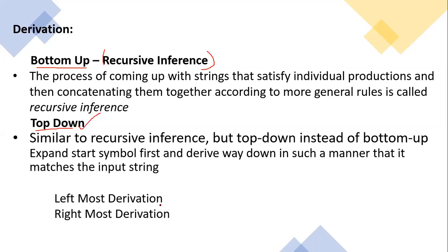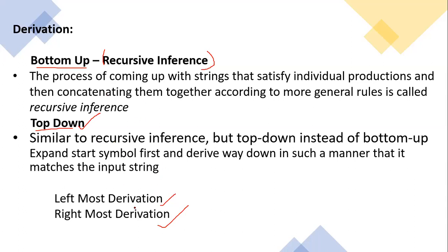Here we have two types of derivation, leftmost and rightmost derivation. We are just going to derive the particular string from the grammar. We are just substituting the value for the particular grammar and trying to get the string. The process of coming up with strings that satisfy individual productions and then concatenating them together according to more general rules is called recursive inference. There we start with a string and try to get the productions. Here we start with a production and try to get the string. This is the difference.